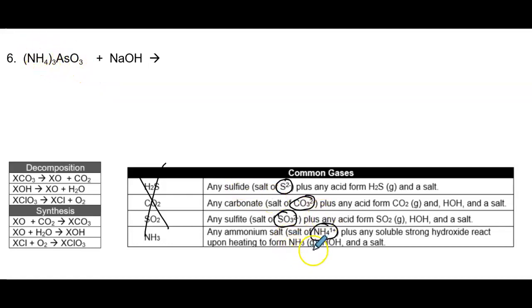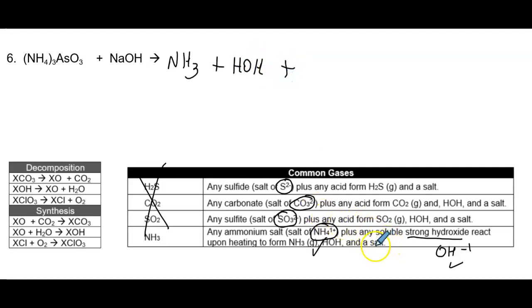So there's a yes to this part. But it also has to have a strong hydroxide. Remember, hydroxide is OH minus 1. For the purposes of this course, I will only give you the scenario where if you have a hydroxide, it's a strong one. So don't be worrying about if it's strong or not. So this is a yes and a yes. So then it tells us what it forms. It tells us it forms NH3, because it says any ammonium salt, and this is an ammonium salt, plus a strong hydroxide, reacts upon heating to form NH3, HOH, plus a salt.